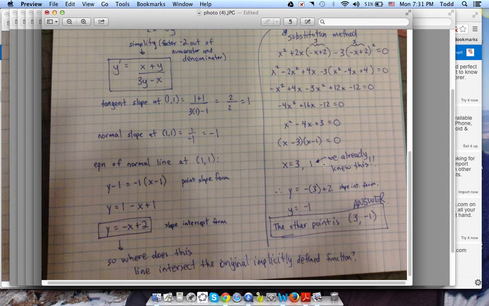But 1 we already knew, of course, because that was the one given to us. So the 2 spots that this normal line crosses the function are when x equals 1 and when x equals 3. Okay, so the 3 is the new one we were looking for, and so when x equals 3, what's y? Just plug back into this equation, you get y equals -1. So that second point you wanted was x equals 3, y equals -1, and that's the answer.